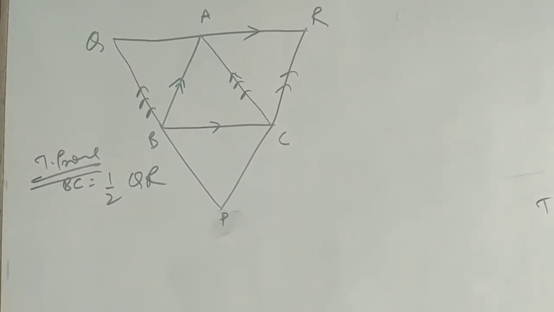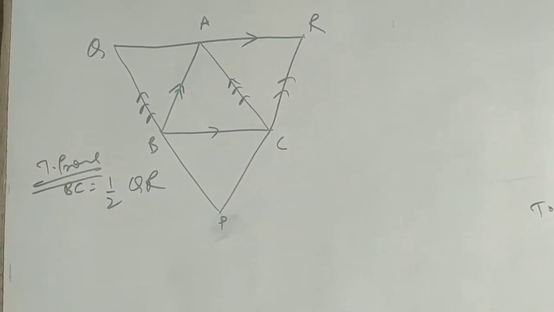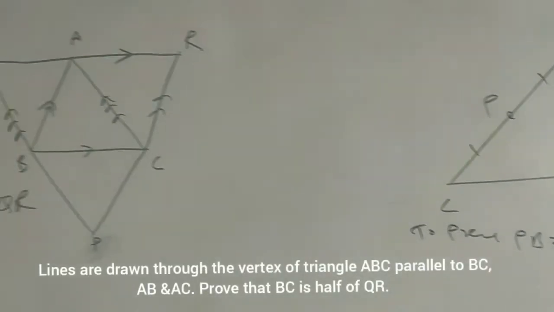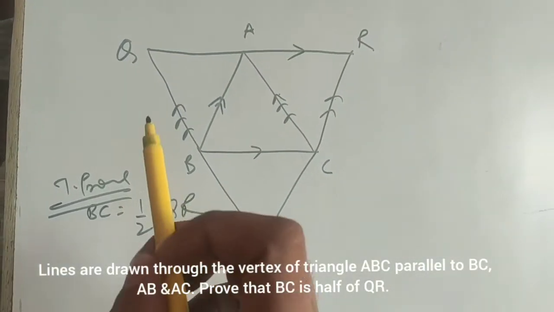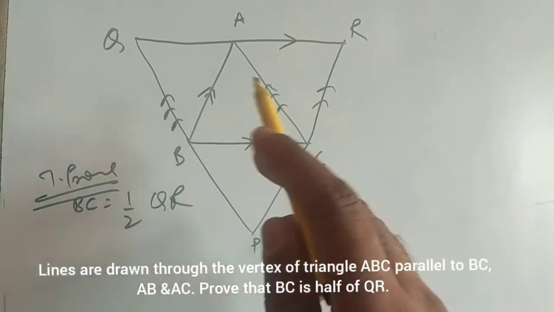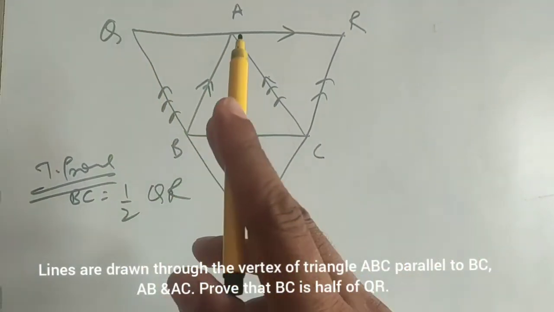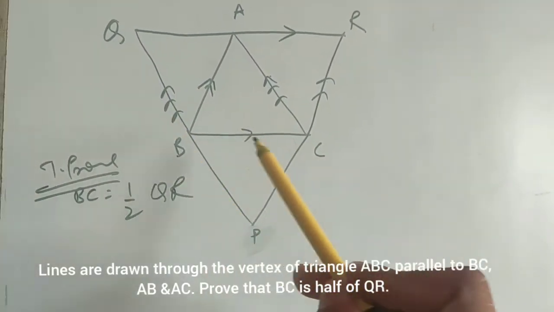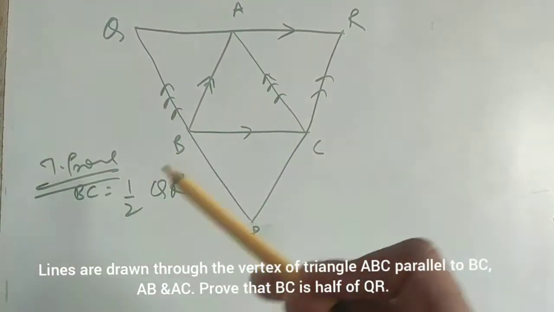Now we are doing a few more examples based on the topic midpoint theorem and its applications. So here we have the first question. The first question is that triangle ABC is there and lines are drawn through A, B and C parallel to AC, parallel to BC and parallel to AB.